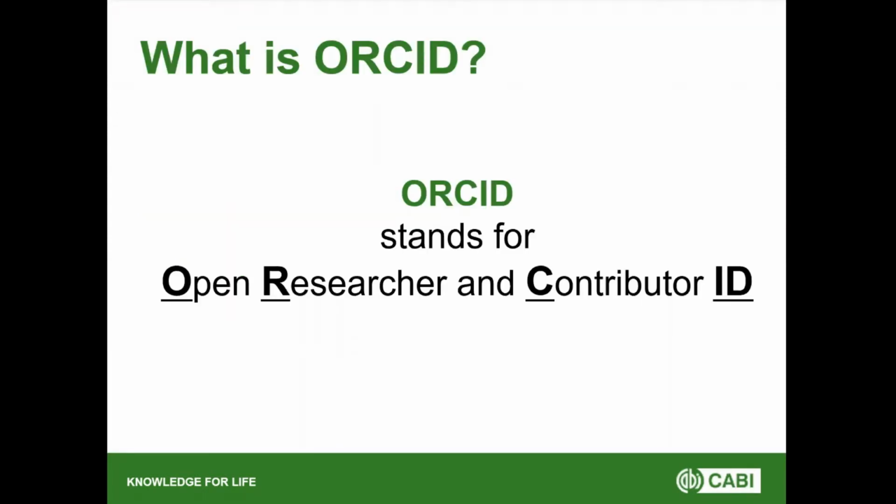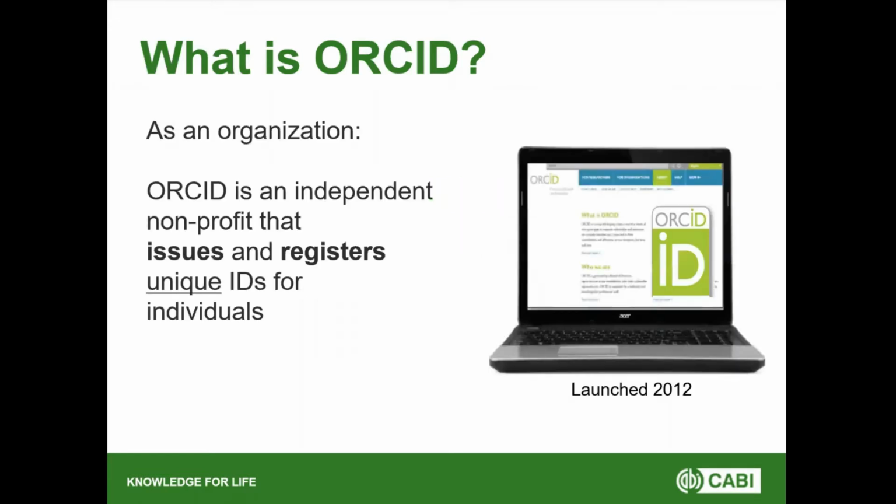Okay, let's start with the basics. What is ORCID? What does it stand for? Well, it stands for Open Researcher and Contributor ID. As an organization, ORCID is an open, independent, not-for-profit registry that's become the standard for author and contributor IDs across the research and academic publishing communities. You might see other ID systems out there, but the ORCID ID is now well established as the industry standard.